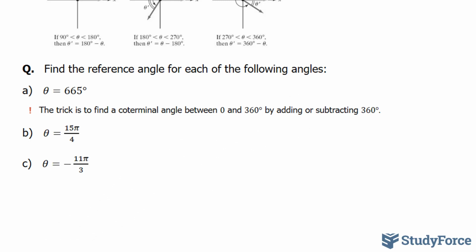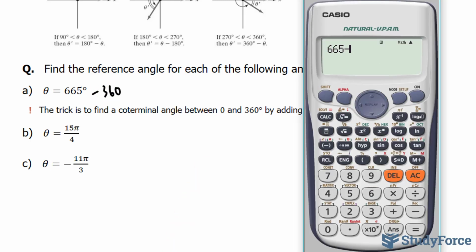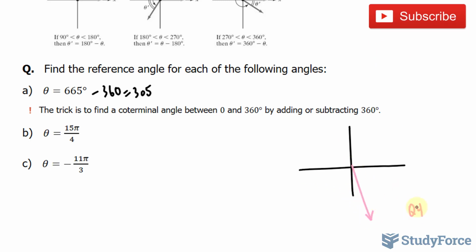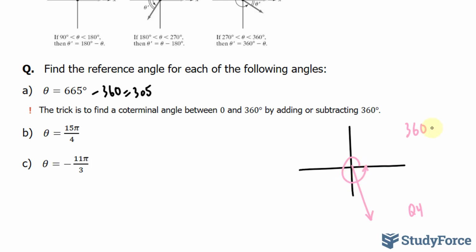So here we have 665, that's greater than 360, so let's subtract 360 from this and see where it takes us. 665 minus 360 gives us 305. If you locate 305 on a polar plane, that will be somewhere in the 4th quadrant. This is quadrant 4. And given that our terminal side is in quadrant 4, all we have to do is take 360, a full circle, and subtract from 305. This will give us our reference angle, which is 55 degrees.